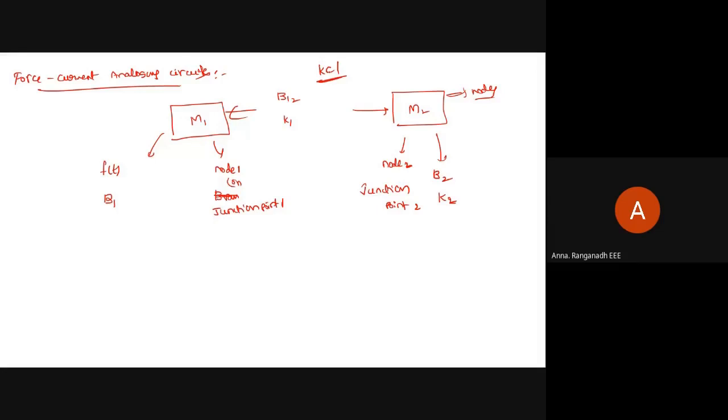And all elements should be meeting towards the node, or moving towards the node. So here junction point 1 and junction point 2 will be considered. Now, before going to draw the final diagram, I am going to see this f of t will be analogous to which one? In the force-current analogy, f of t will be analogous to which one?